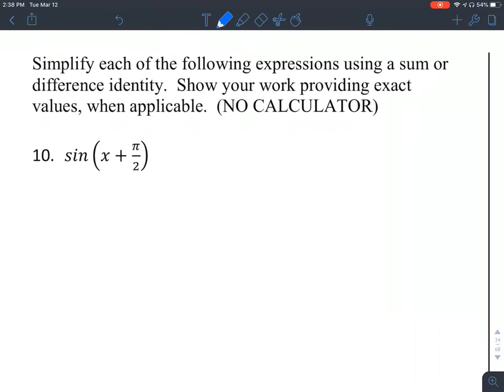Simplify each of the following expressions using a sum or difference identity. Show your work, providing exact values when applicable.